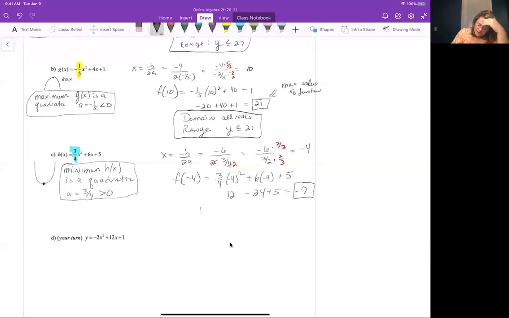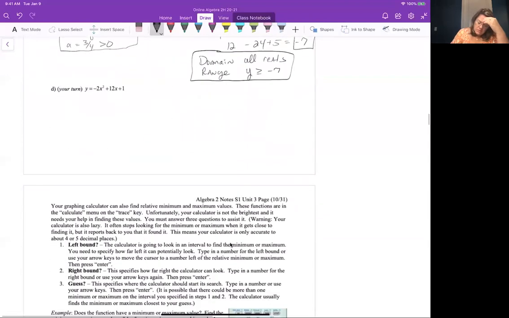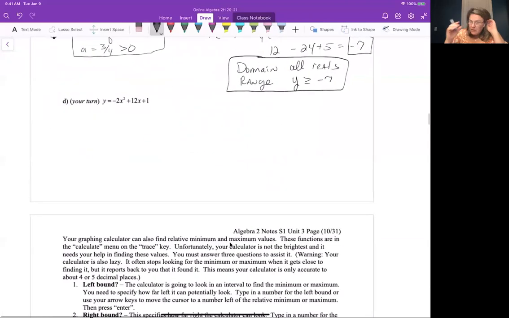We have to give a domain and range. Domain for a quadratic, all reals. We can have all possible x values. The range, what are my y values? What are my possible outputs? Well, if negative 7 is a minimum, that means that y has to be greater than or equal to negative 7. Okay, why don't you try one yourself? Pause the video. Okay, so welcome back.